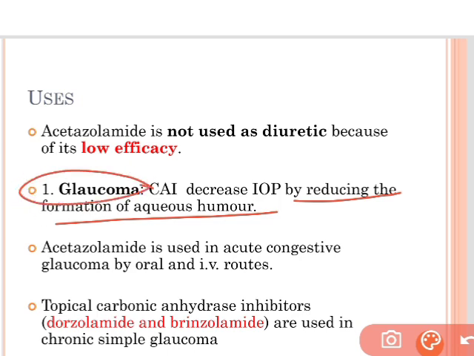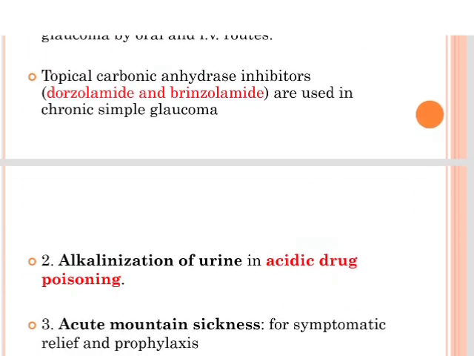Acetazolamide is used in acute congestive glaucoma by oral and IV route. You can use either the oral route or the intravenous route, or you can also use topical preparations like dorzolamide and brinzolamide. They come as eye drops. Dorzolamide and brinzolamide are used in chronic simple glaucoma.